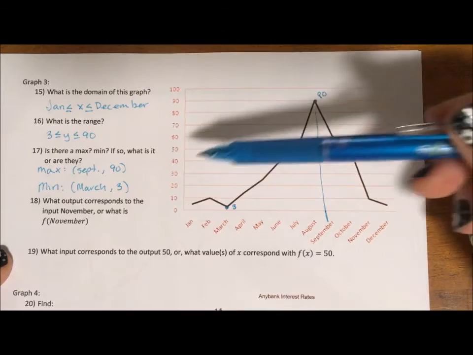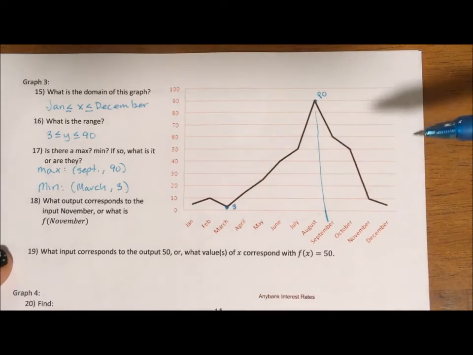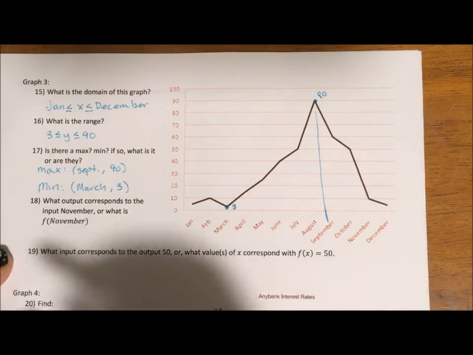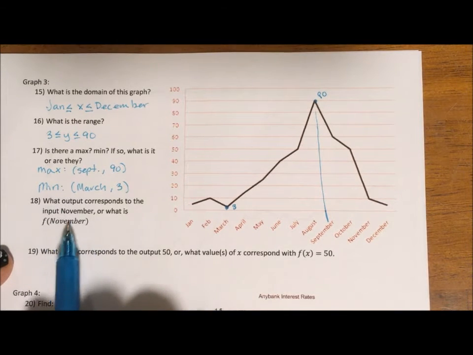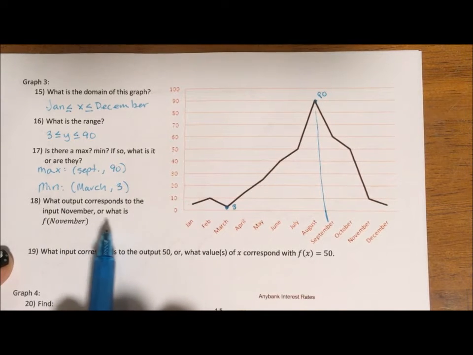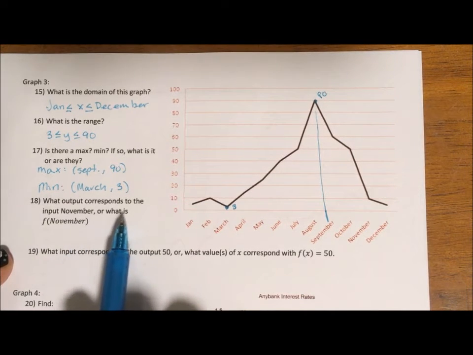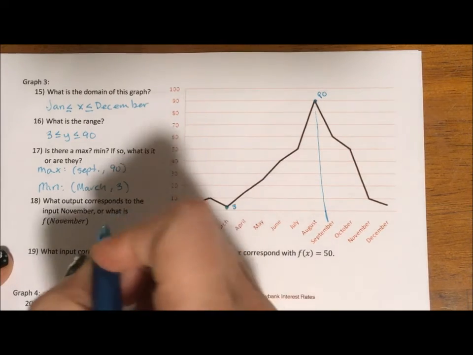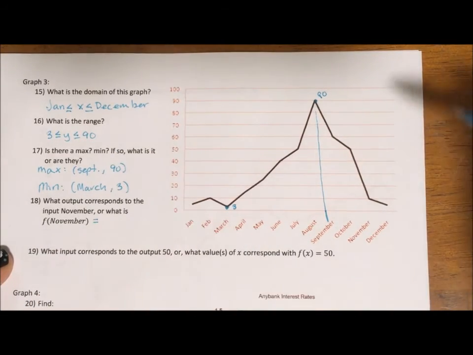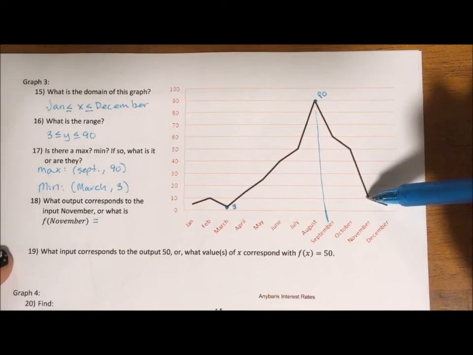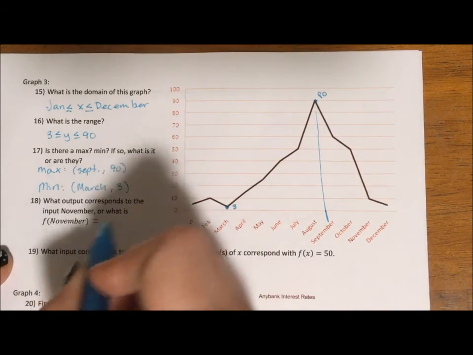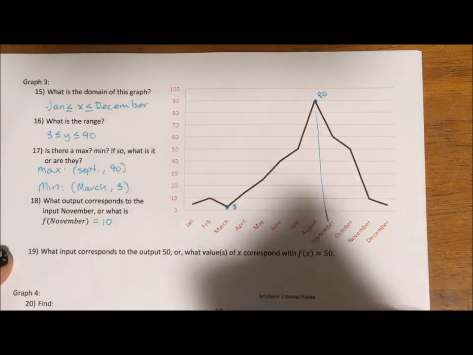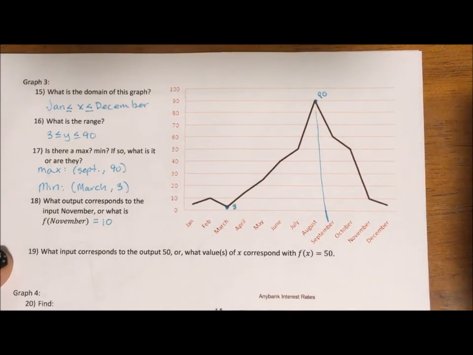It says what output corresponds to the input of November, or what is f of November? So this is function notation, and the input is always in the parentheses. The output is always out of the parentheses, it's outside by itself on the other side of the equal sign. So November is about 10. So 10 is what corresponds to November.